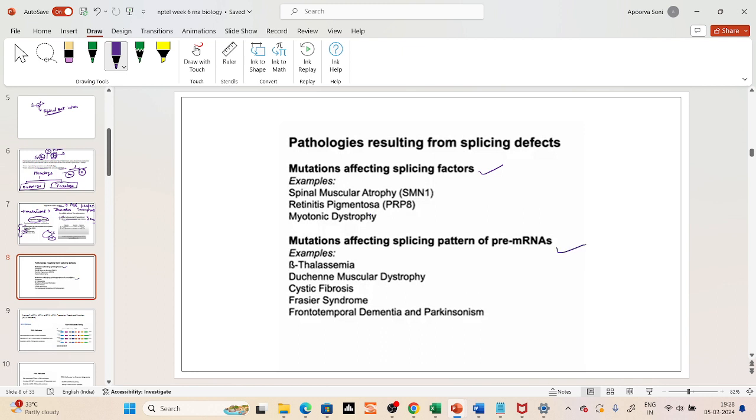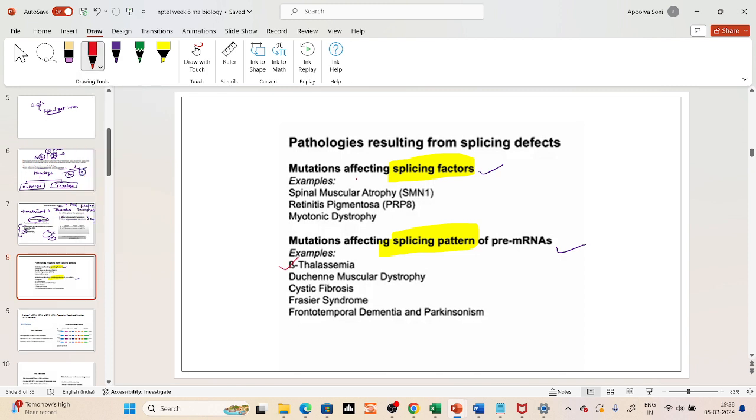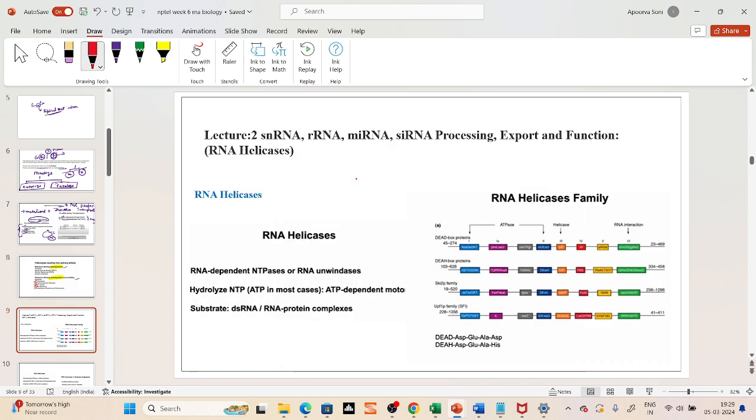Okay, if there is some mutation in splicing factors, it can lead to spinal muscular atrophy, retinitis pigmentosa, myotonic dystrophy. If there is a mutation in splicing factors, and there are mutations which affect the splicing pattern, both are different things, you should pay attention to it. Then it can lead to beta thalassemia, muscular dystrophy, cystic fibrosis, Frasier syndrome, dementia, and Parkinson's. Okay. Then we come to the next lecture.